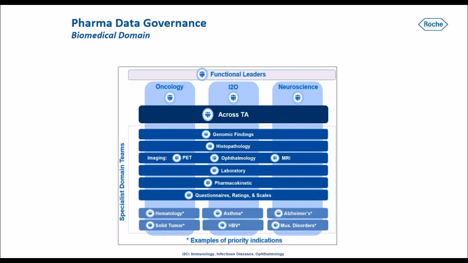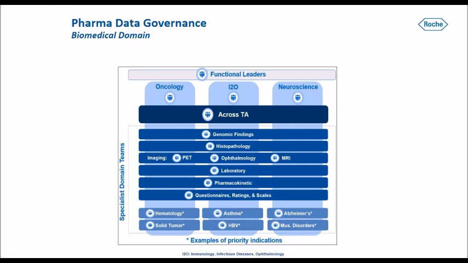So we have organized ourselves as verticals and horizontals. The verticals are the therapeutic areas: oncology, I2O, which stands for immunology, infectious disease, and ophthalmology, and neuroscience. And we have horizontals. The horizontals are the domain teams. So the across TA domain team consists of the data standards that are widely used across all therapeutic areas. So it includes a suite of data standards that can be used for collection, tabulation, and analysis across all therapeutic areas. For example, demographics and adverse events fall under the across TA.